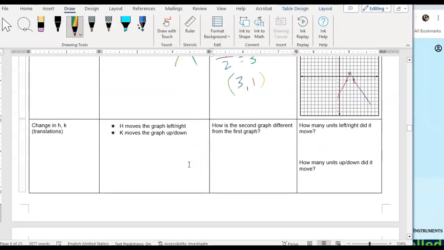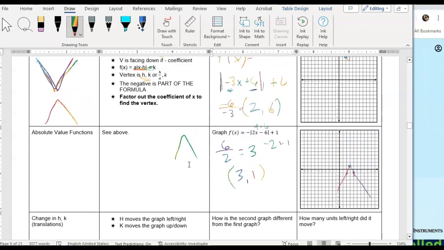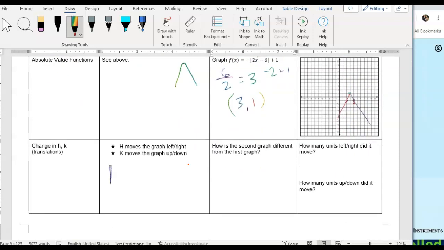So changes in h, k translation. So h, which is inside of your modulus bars or inside the absolute value bars, moves the graph left and right, and plus k moves the graph up and down, okay?